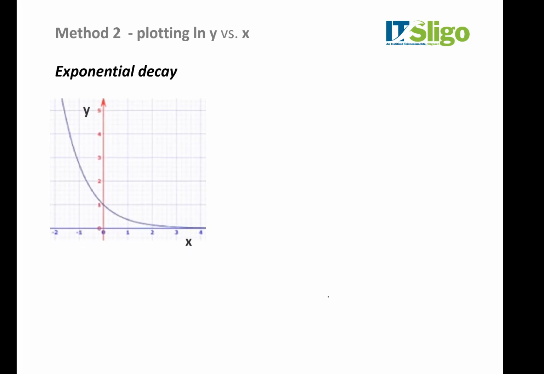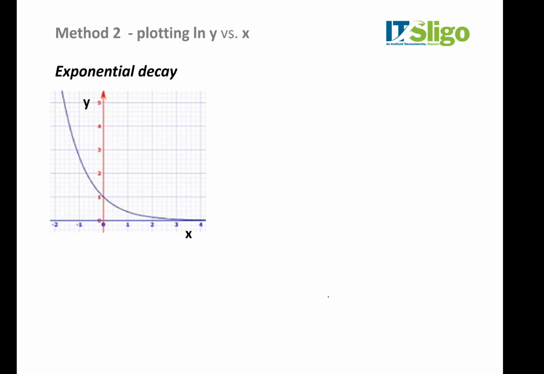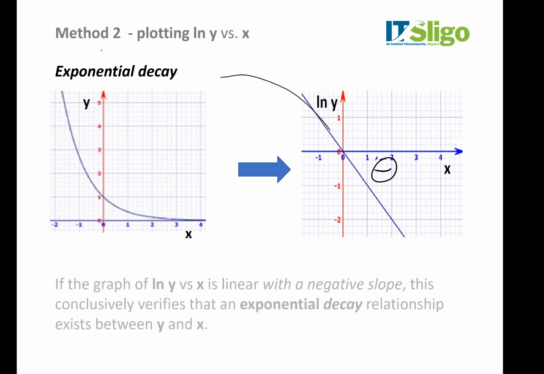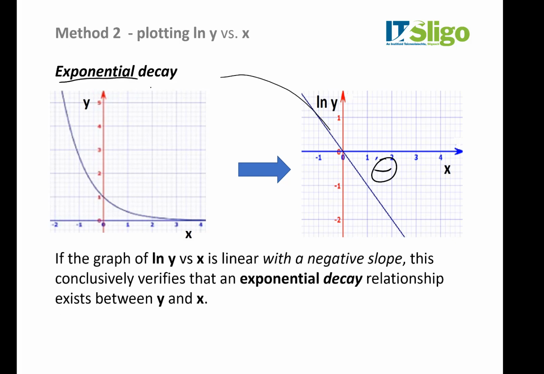Conversely, if we're looking at exponential decay, we plot ln y versus x. We get a straight line, but now it's a downhill slope. So a negative slope, again straight line, verifies that it's exponential. If it's negative, that verifies we're looking at decay.